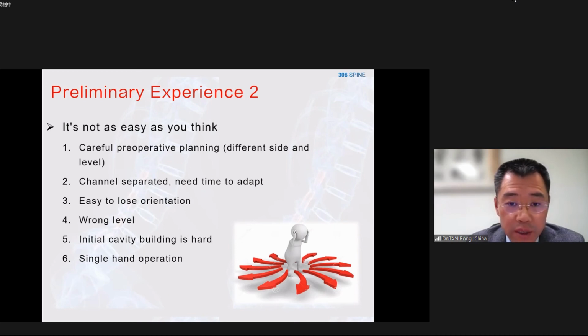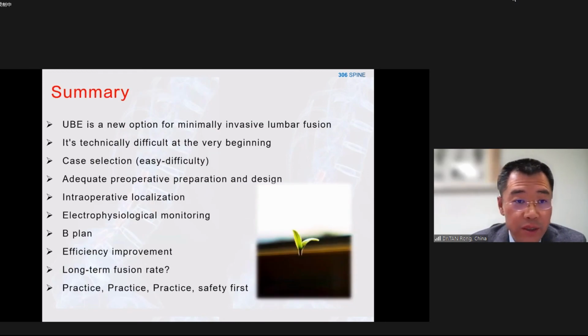The channel is separated, so we need time to adapt the left hand and right hand. In the first several cases, it is easy to lose orientation. So be careful, we don't want the wrong level. The initial cavity building is very hard, but with more practice, the time will quickly get shorter. It's a single-hand operation, so sometimes it is not very convenient.